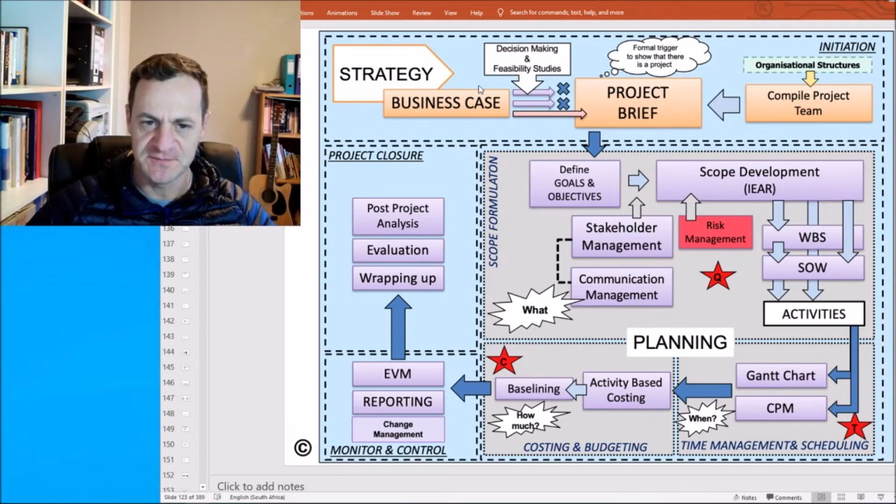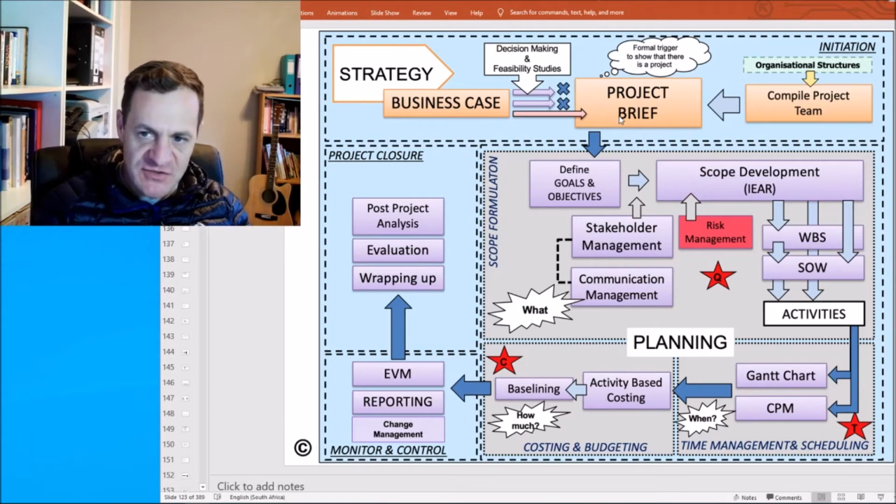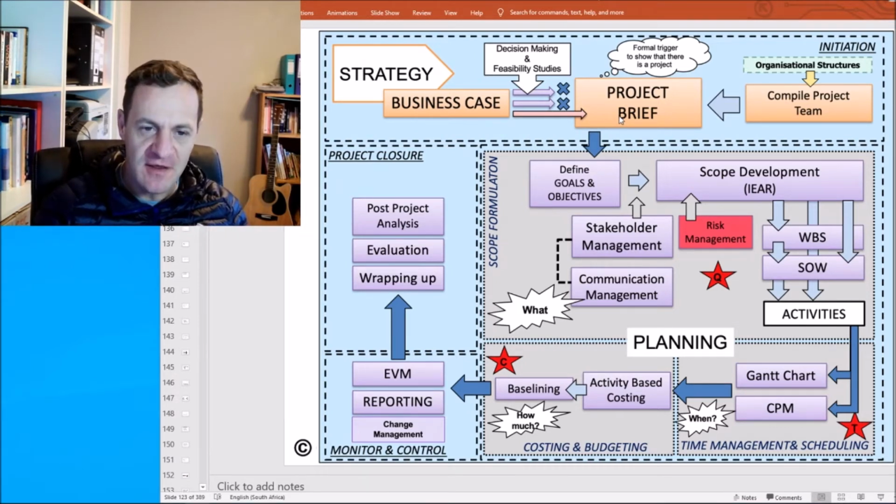Good. Now that you have issued the project brief, remember the project brief comes from the project sponsor to the project manager. There now is a project manager, and there now is a project in place. Remember, before that, that's not really there yet. That's the official starting point for the project. Now that we have that, we can go on and start planning for the project.